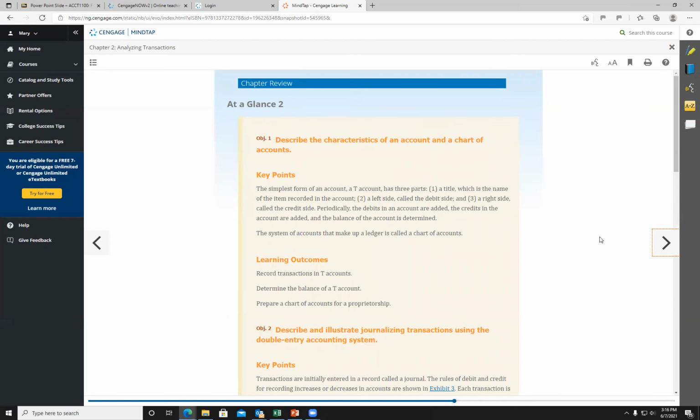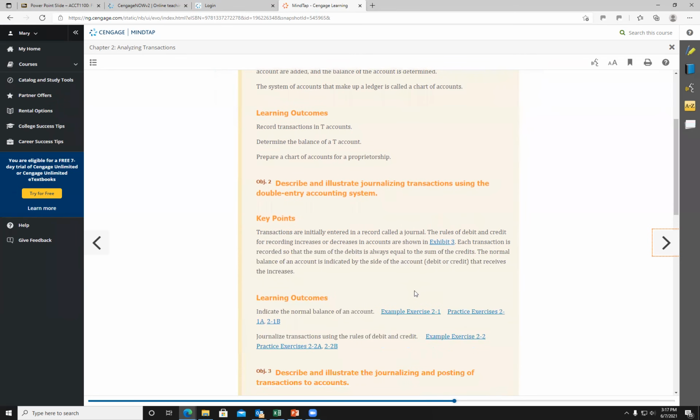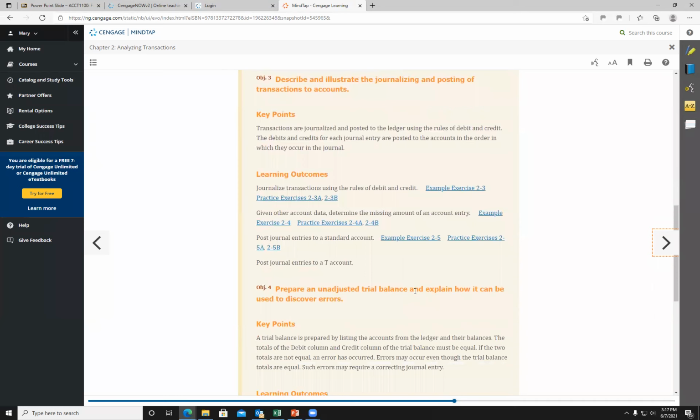So at a glance, we talked about T accounts. What is a T account? How do we use T accounts for recording activity in accounts? We use them to keep up with the balance of those accounts. Those come from the journal entries that we create. We talked about how everything is a double-sided entry, so for every credit there's a debit, and for every debit there is a credit. We talked about how different accounts hold different balances. Assets hold a debit balance, liabilities and owner equity hold a credit balance.